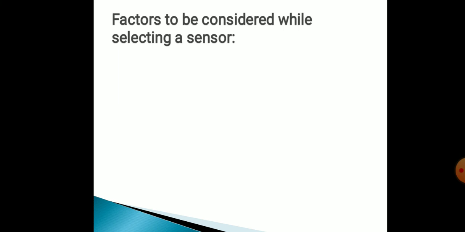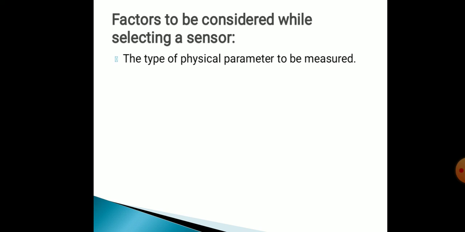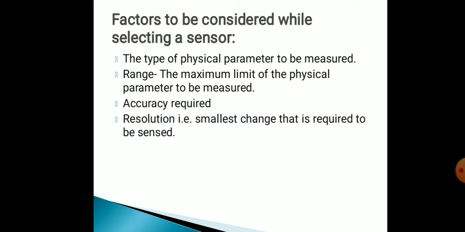Factors to be considered while selecting a sensor: type of physical parameter to be measured. Range, the maximum limit of the physical parameter to be measured. Accuracy required. Resolution, that is, the smallest change that is required to be sensed. Repeatability and cost. Cost should be minimum.